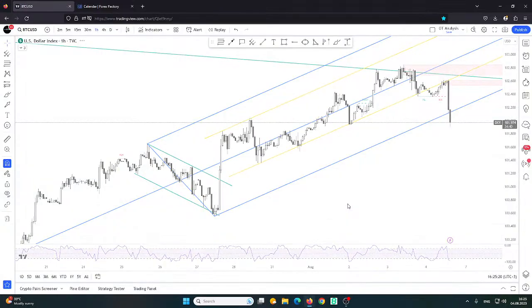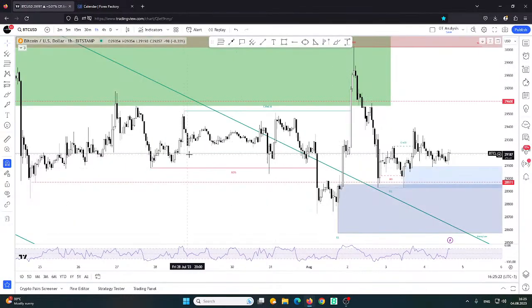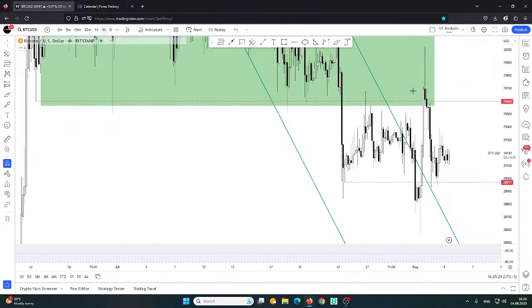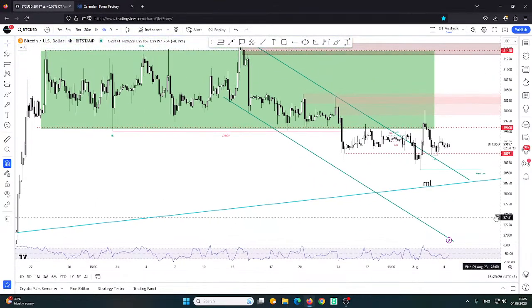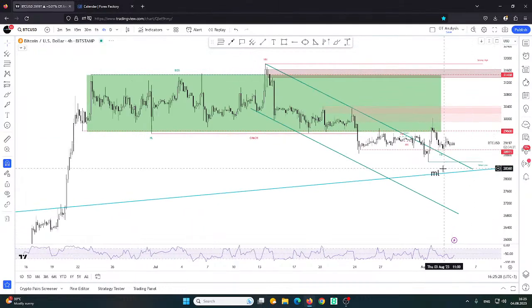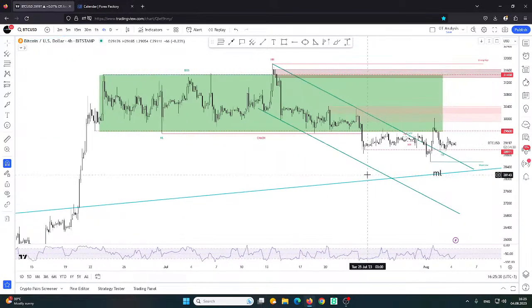Bitcoin. After failing to stay below the downtrend line or to extend its sell-off, it has escaped from this pattern, from this flag pattern, from this channel.